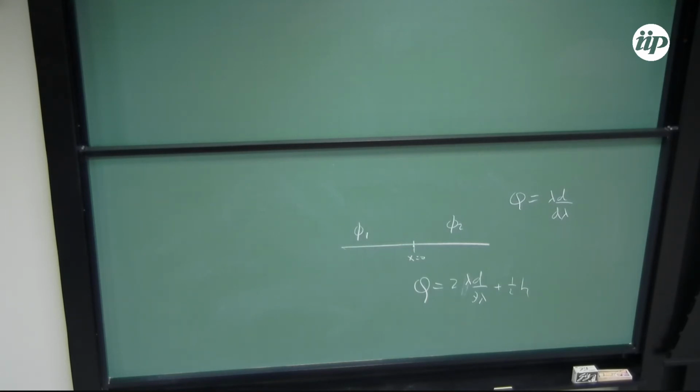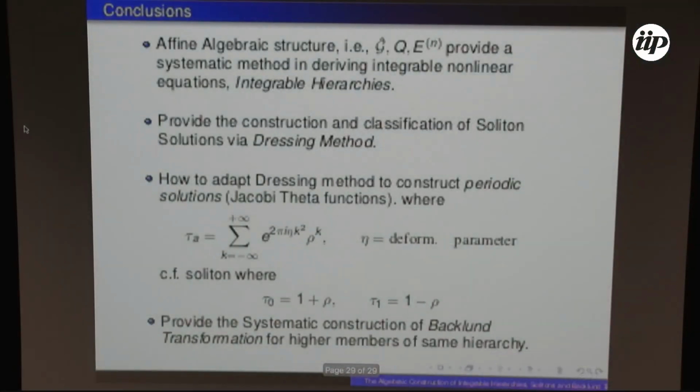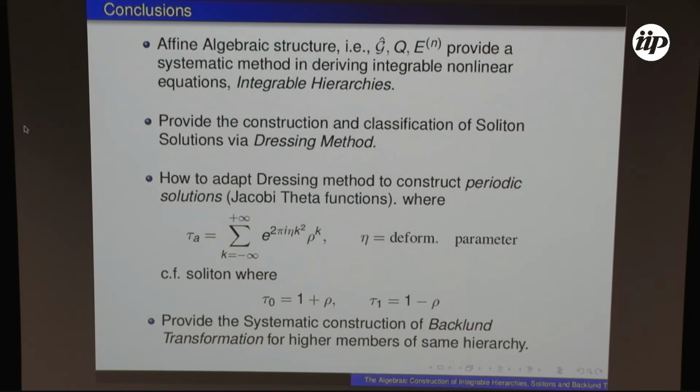So what I said is that the construction of the hierarchy involves these 3 ingredients: the algebra, the gradation, and the choice of this E generator. And also, it provides you the construction of all the soliton solutions, multi-solitons, etc.